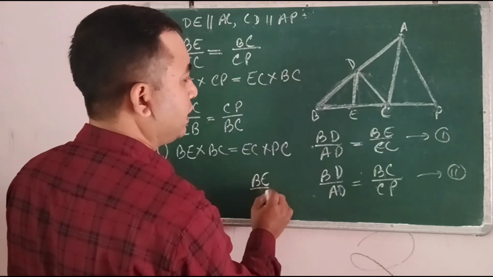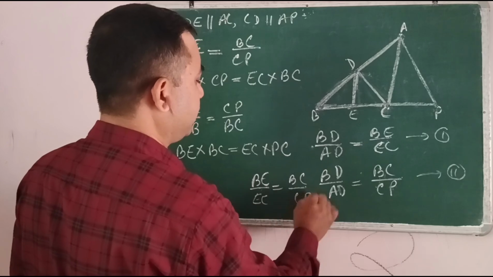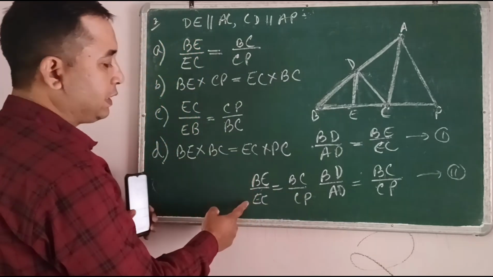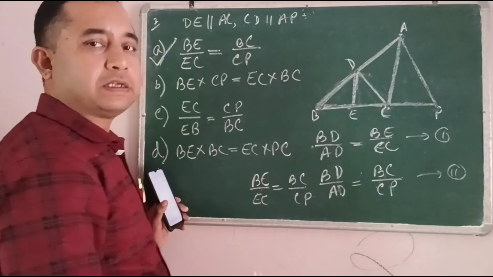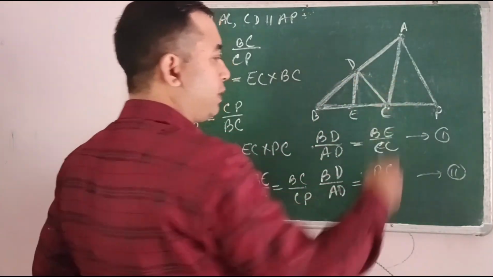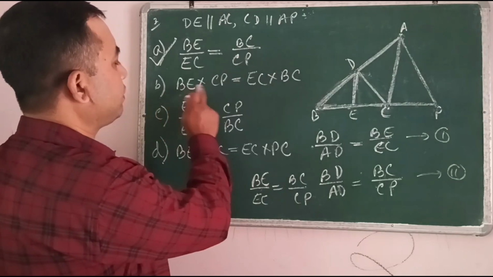BE by EC is equal to BC by CP, isn't it? So BE by EC is equal to BC by CP is option A. This is the correct option because we have found it from the system. This is correct. Next, the second option is BE into CP.